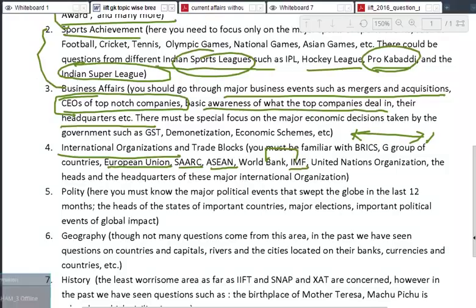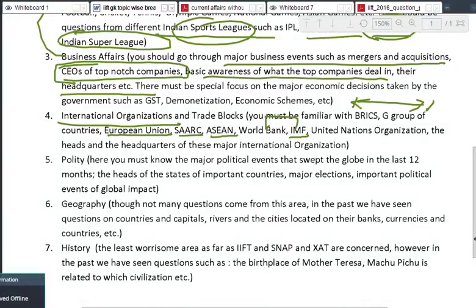Polity. You must know the major political events that swept the globe. For example, Iran went to elections after a long, long time. Or, for example, Donald Trump has taken over. To which political party does he belong? In fact, many of you are following the US news, but how many of you know which particular party Donald Trump belongs to? Is he a Republican or is he a Democrat? Are you getting my point, people? These are things which are so obvious but still not known to people. Whatever he might be, my point is that you must know about it.